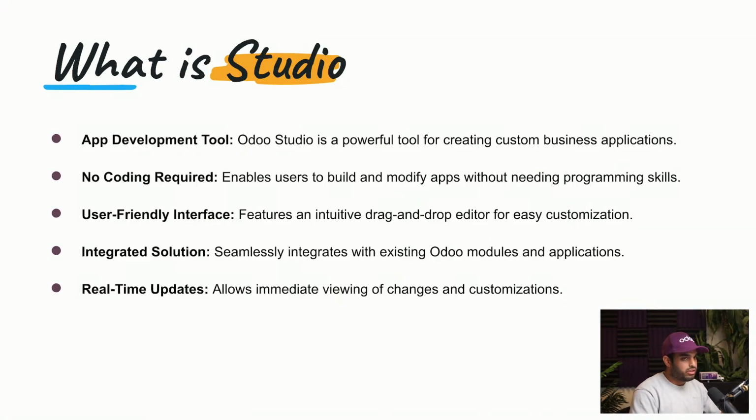Now that you have a little bit of history of Odoo, let me talk to you about Studio. What exactly is Studio? Studio is a very powerful tool used for creating custom business applications. With Studio, you can build and modify applications with no coding or programming experience. And thanks to its user-friendly drag and drop editors, you can modify your applications on the fly with just a simple drag and drop. It seamlessly integrates with all the existing Odoo applications and modules, allowing for real-time updates and immediate viewing of changes post your customizations.